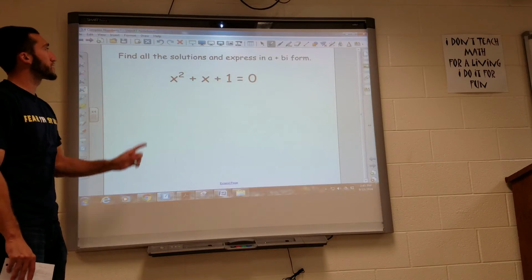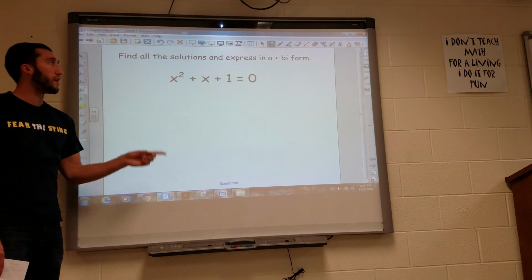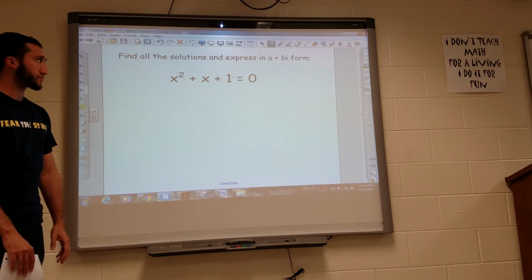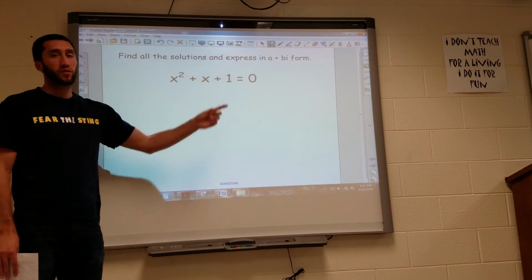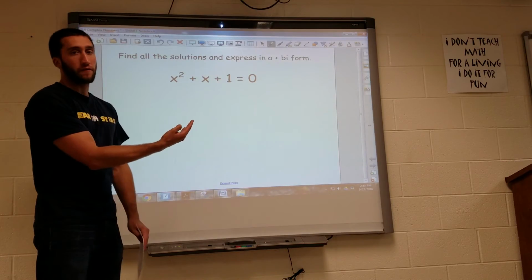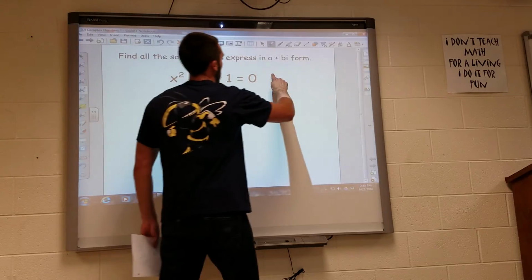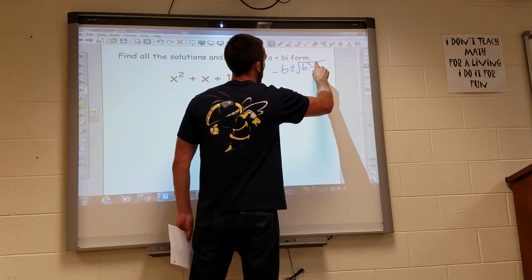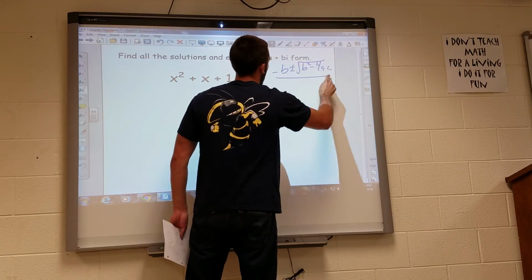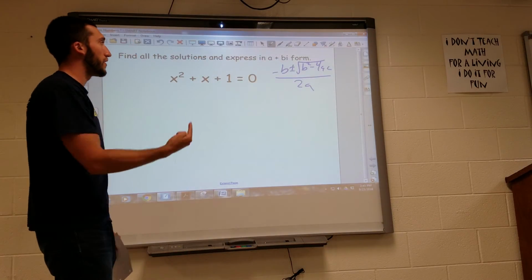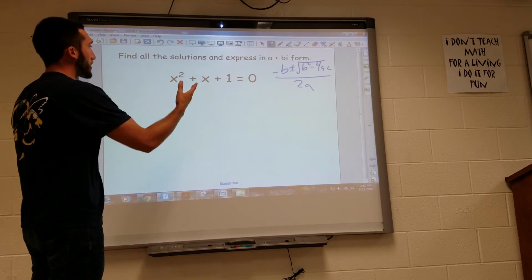And finally, they want us to find all the solutions of this quadratic and then express it in a plus bi form. So if you look at this quadratic, it will not factor nice and neat. So we need to do the quadratic formula. If you do not remember, negative b plus or minus the square root of b squared minus 4ac all divided by 2a is our quadratic formula. Definitely going to need to know how to do that. And then let's go and plug it in.